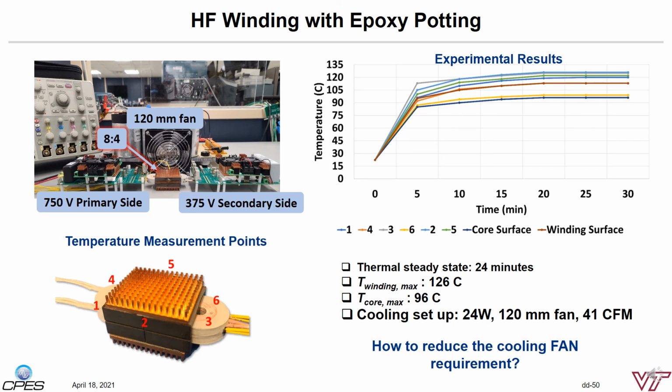Due to the epoxy, the maximum winding temperature drops to 126 degrees, and the delta T between the inner layer and the surface of the winding is only about 20 C. So it shows a good thermal performance, but it needs a large fan on the side. In order to further optimize the cooling performance, we need to find a way to reduce the fan and optimize the airflow condition.